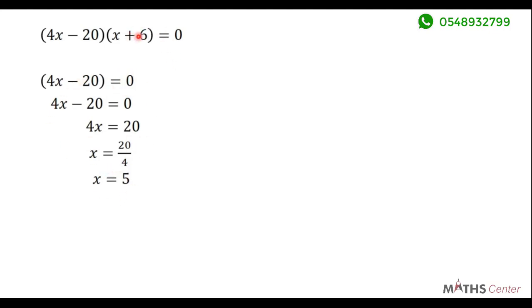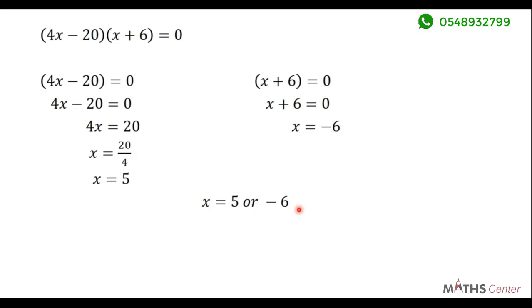Now we go to the second bracket. In the second bracket, we know that we have x plus 6 is equal to 0. If you take the brackets out, we have x plus 6 will be equal to 0. Then x to be equal to negative 6. So you see from here that we have two values for x. We have x to be equal to 5 and x to be equal to negative 6. Now, both of them can't be true. Only one of them will be true.